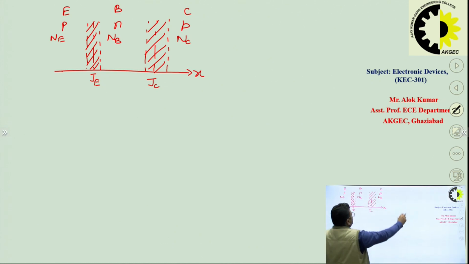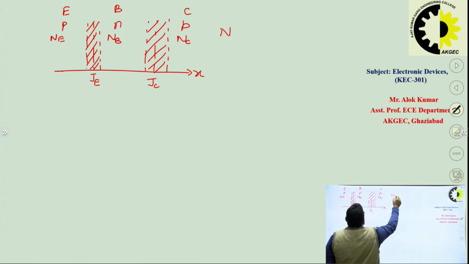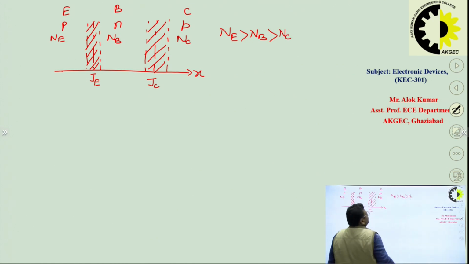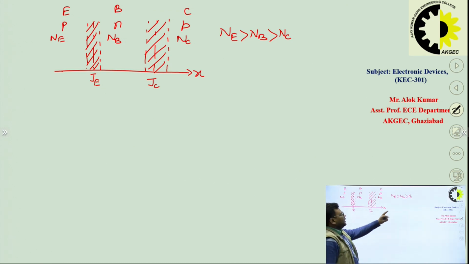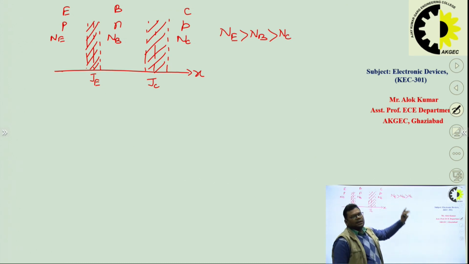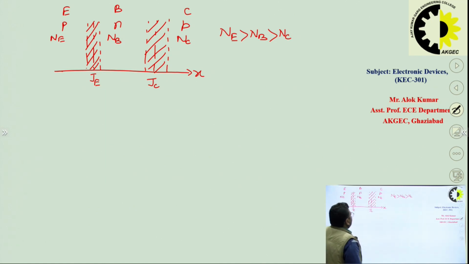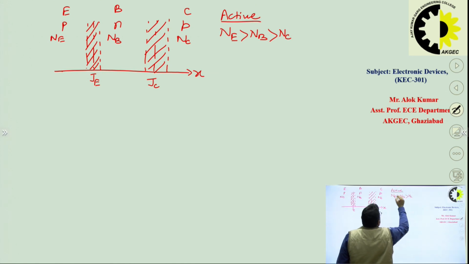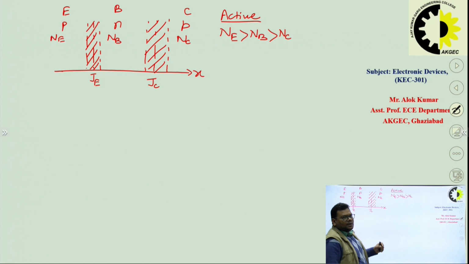Now, we have also taken that the concentration on the emitter side is greater than the concentration of the base, and this base concentration is higher than Nc. So, we have taken the highest doping in the emitter, then in the base, and then in the collector. And obviously, we have also considered the transistor is operating in the active mode. Now, we can find the minority carrier concentration also.